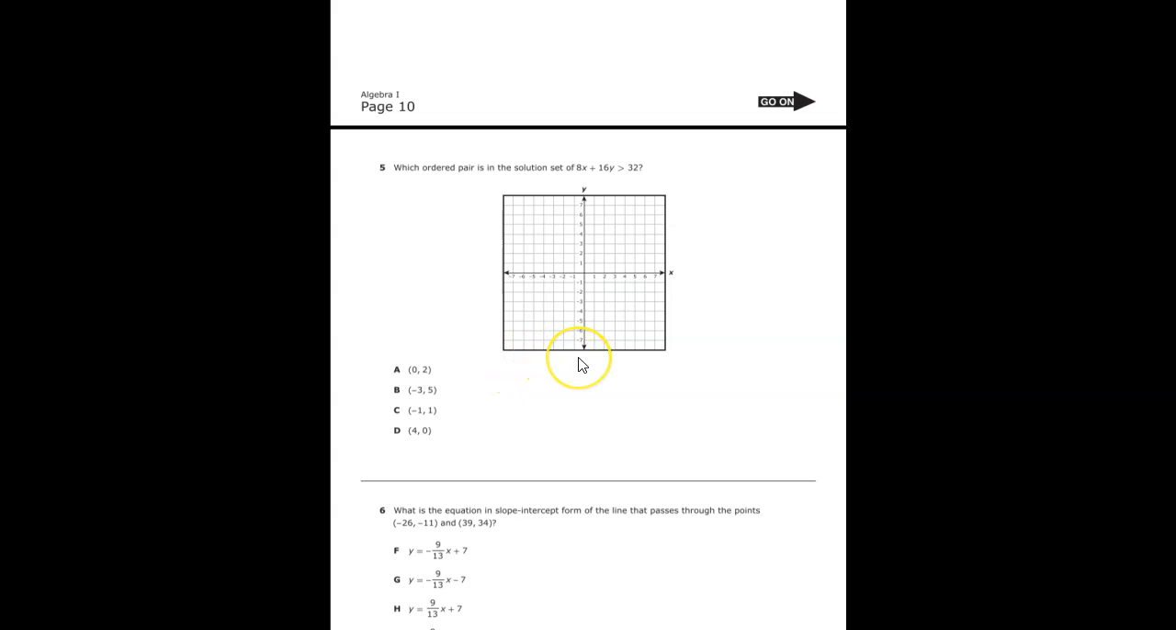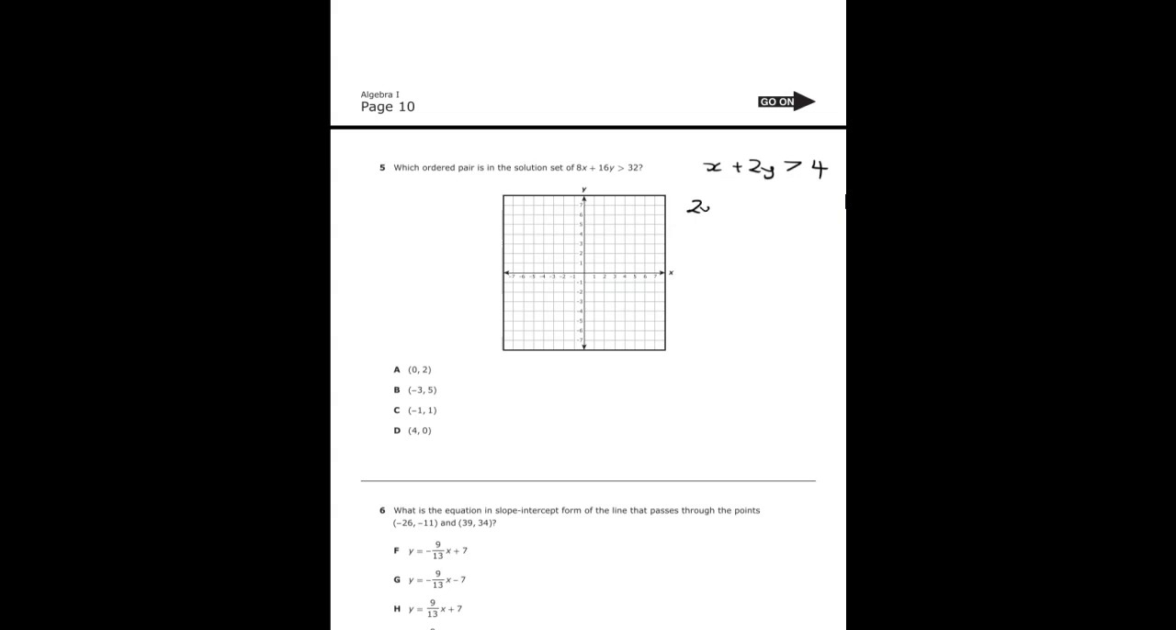The next question here is, which ordered pair is in the solution set of 8x plus 16y greater than 32? Best thing to do here is to just divide everything by 8. So we're going to have x plus 2y greater than 4. Another thing to do is to always start off with y equal to mx plus b. Although this is an inequality, it's always good to start with the equation form. So what we're going to do here is rewrite this in that form.